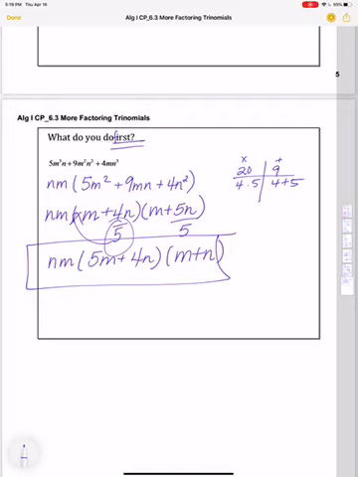And you have just practiced factoring trinomials that are greater than 1 and had a GCF. These are seriously the hardest ones you will have to do. Good job.